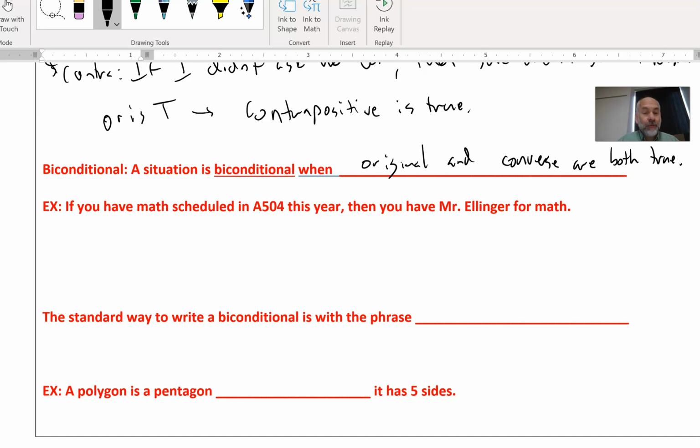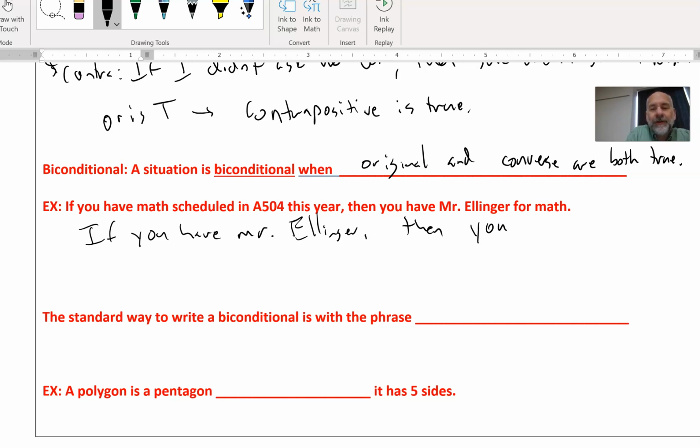And so that's the original, but then we could switch it and we could say, if you have Mr. Ellinger, this is the converse. If you have Mr. Ellinger, then you're in A504, which is also true. So a statement where the original and the converse are both true, that's called a biconditional statement. And the standard way to write a biconditional is with the phrase, if and only if.